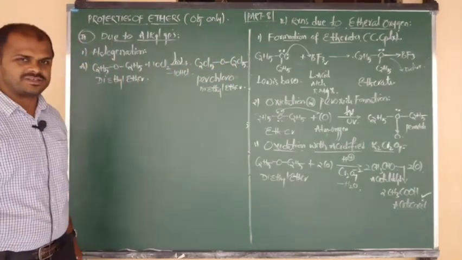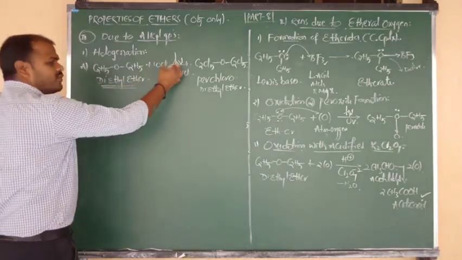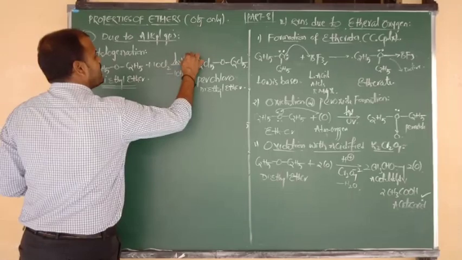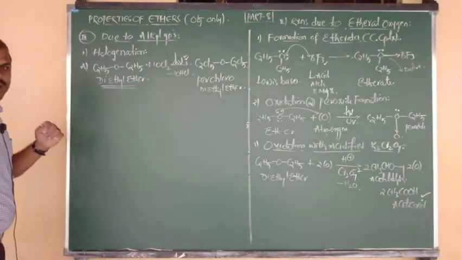Because in diethyl ether all 10 hydrogens are replaced by the respective 10 chlorines in presence of sunlight. So diethyl ether upon reaction with chlorine in presence of sunlight forms the product perchloro diethyl ether.